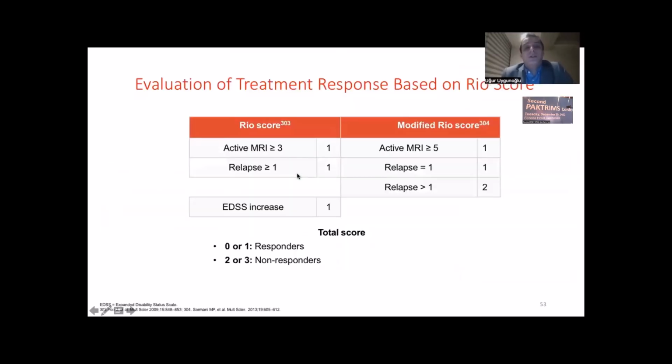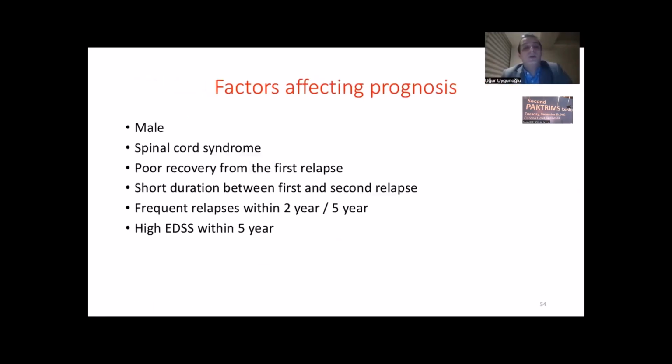The other score is RIO, the evaluation of treatment response, and the 3 main aspects in this score as well: MRI, relapse, and EDSS. If the score is 0 or 1, it is accepted as responders, and if the score is 2 or 3, it is counted as non-responders, and then we should change the treatment after this score.